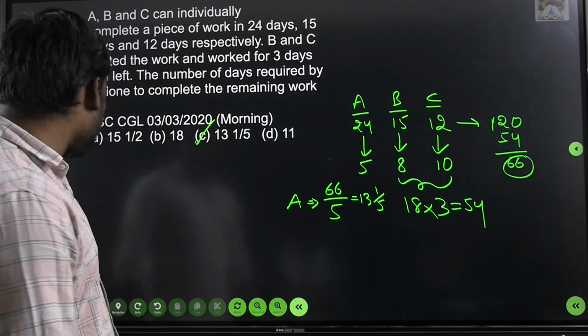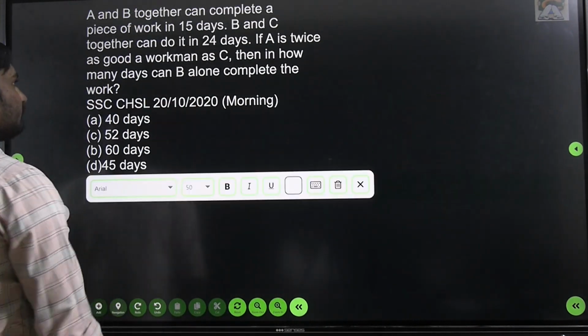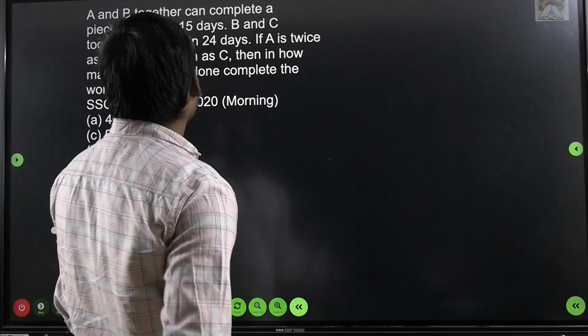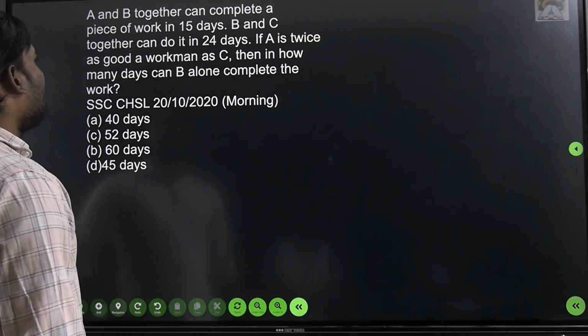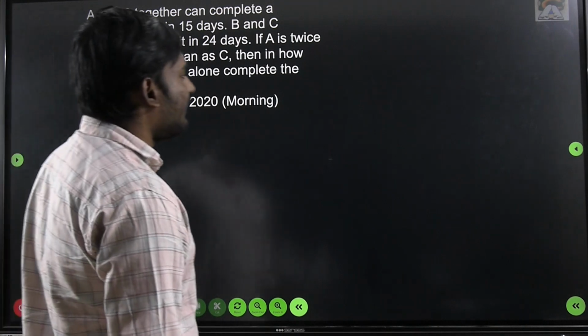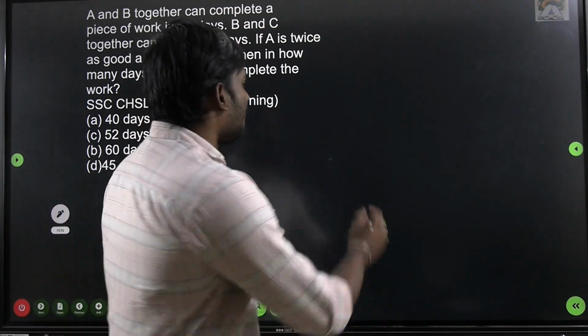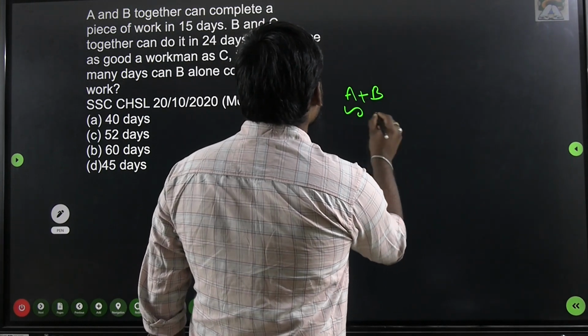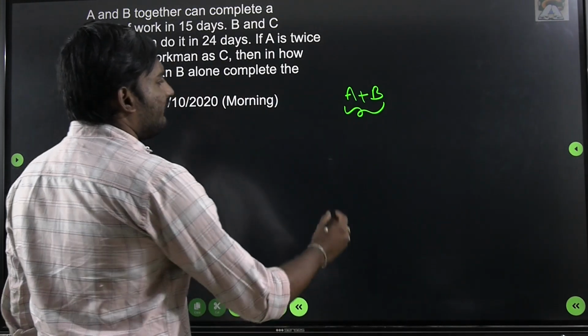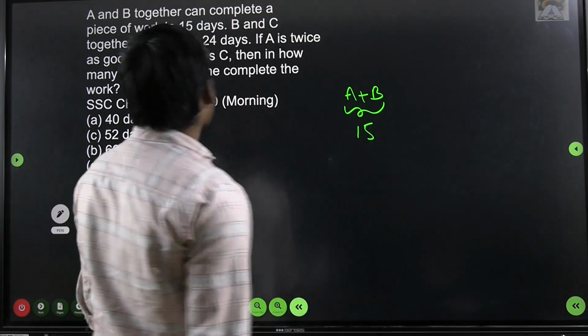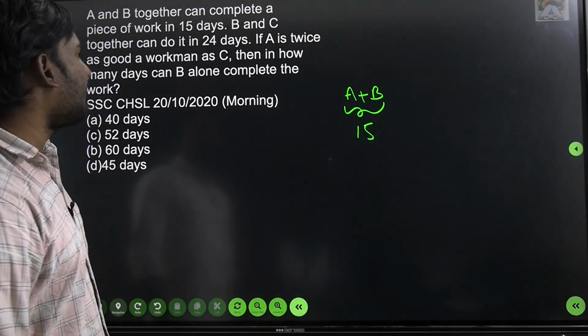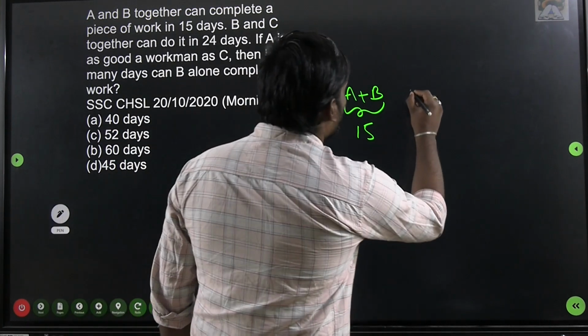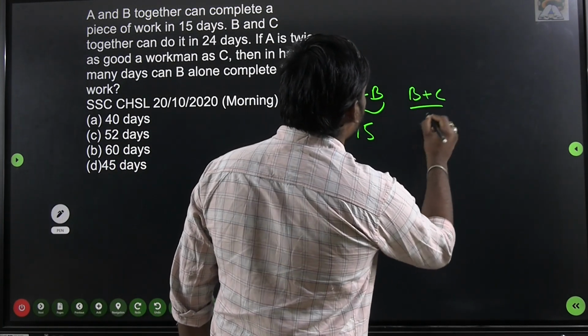Okay, let's go to the next question. Here A and B together can complete a piece of work in 15 days. A and B together can complete the work in 15 days. B and C together can complete the work in 24 days.